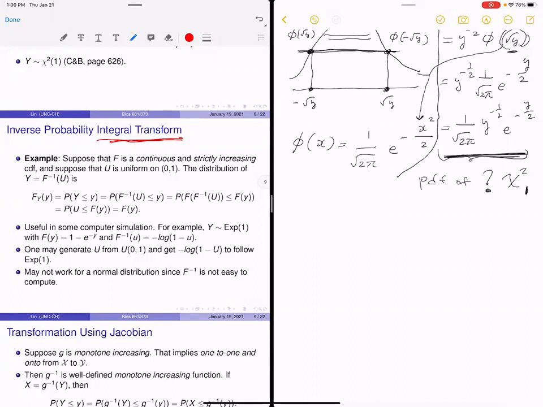Suppose that F is continuous. So F is the CDF function. Suppose some CDF function is continuous and strictly increasing, right? You see, a CDF always goes from 0 to 1. That's what the range of a CDF is.